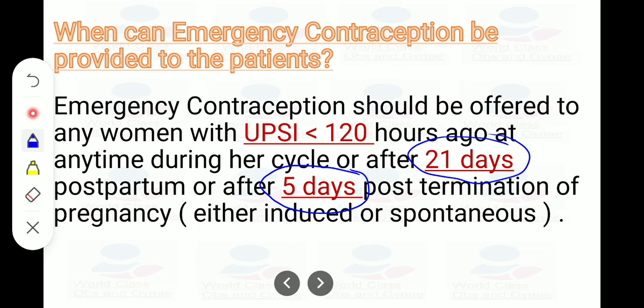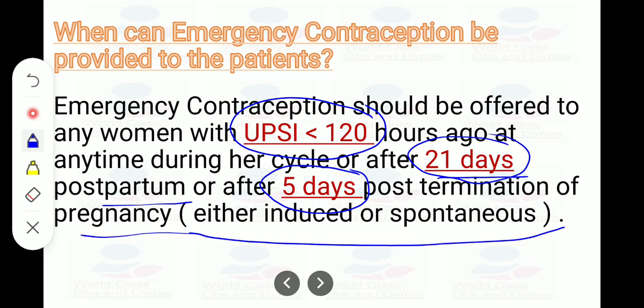It means maximally it is used for up to 120 hours. And it can be used at any time during her menstrual cycle. But if the patient is postpartum, then it should be after 21 days, meaning after 3 weeks. But if she had an abortion, induced or spontaneous, in that case, after 5 days she can use it. So these days are important to remember for the exam.